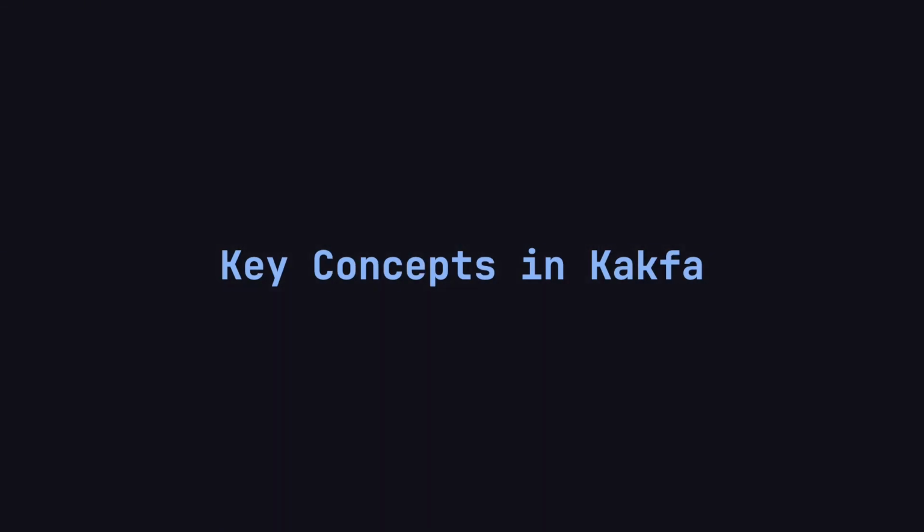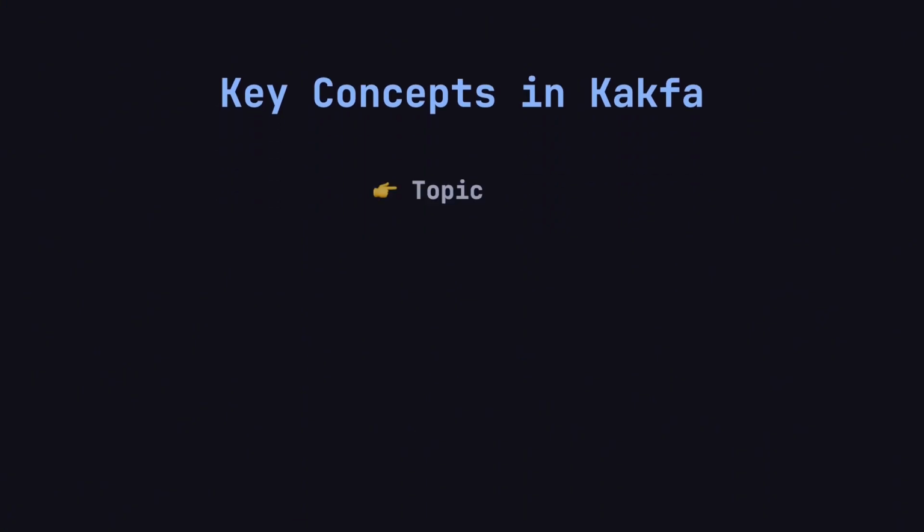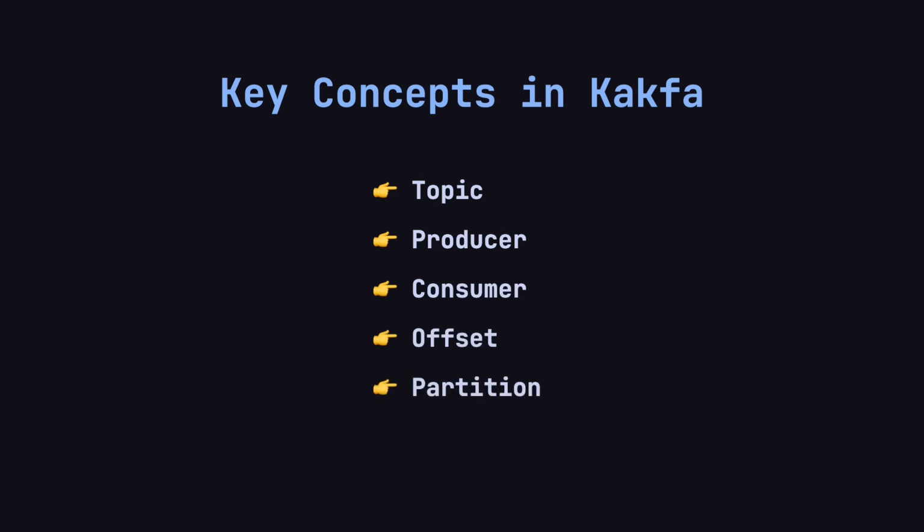Starting today, I'll guide you through Kafka's key concepts. Since there's a lot to cover, I'll break it down into multiple videos. In this video, we'll focus on these main concepts: topics, producers, consumers, offsets, and partitions.